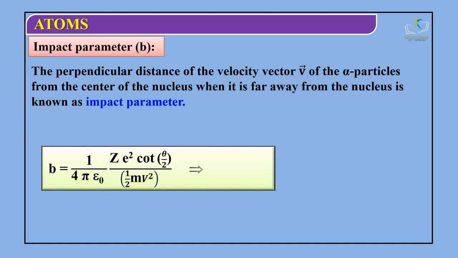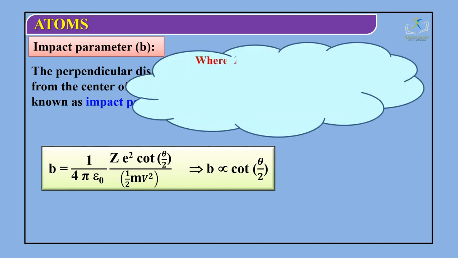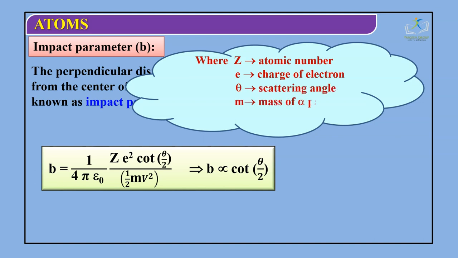So b equals 1 by 4 pi epsilon naught times Ze square cot theta by 2 divided by half mv square. Its derivation is not important for your syllabus, that's why I will not touch that part. So b is directly proportional to cot theta by 2, where Z is the atomic number, e is the charge of the electron, theta is the scattering angle, m is the mass of the alpha particle, and v is the velocity of the alpha particle.